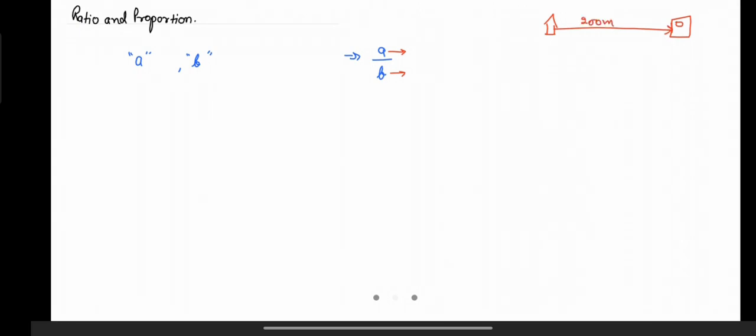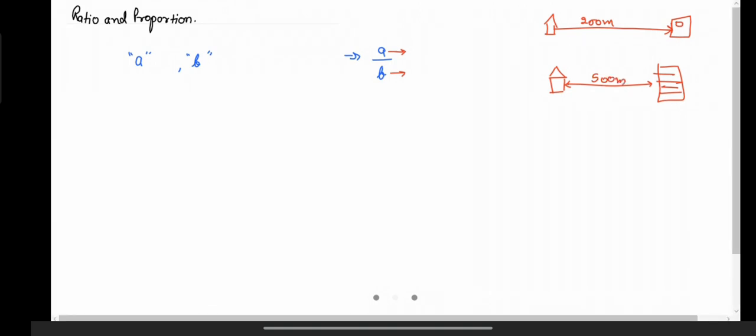Another case, you are going from your home to a supermarket. The distance between these two places is, let's consider, 500 meter. Now if you want to compare it, you must have noticed that this value is in meters and this is also in meters. Both of the values are in meters. What if one of them was in centimeter and one was in meter? Then I have to make them same.